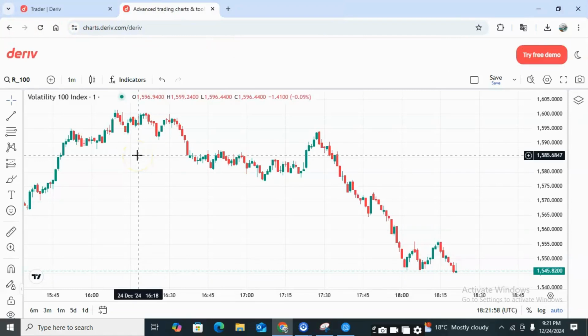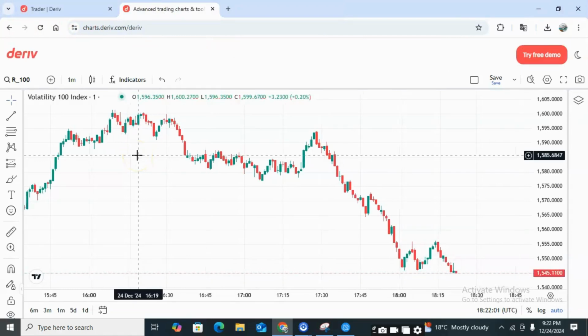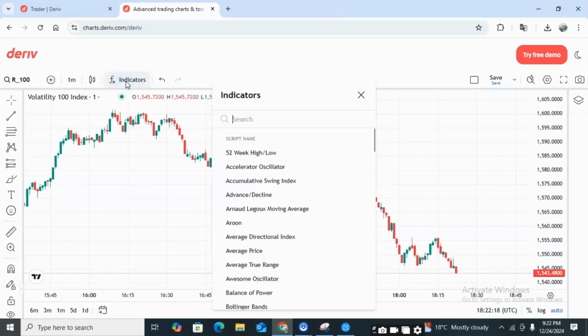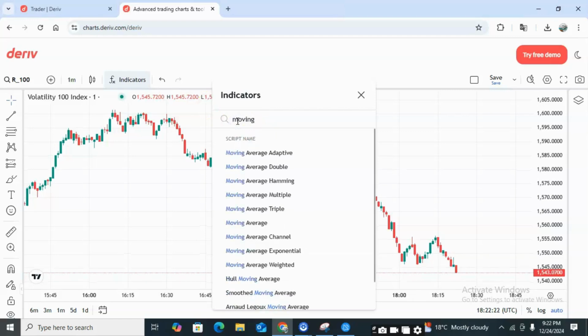For our strategy, the first thing that we need to do is use some key indicators. The first key indicator that we are going to use is moving average. We are also going to use CCI, MACD, and RSI. So first, come to indicators and search moving average. We are going to add moving average 3 times because we are going to need them.